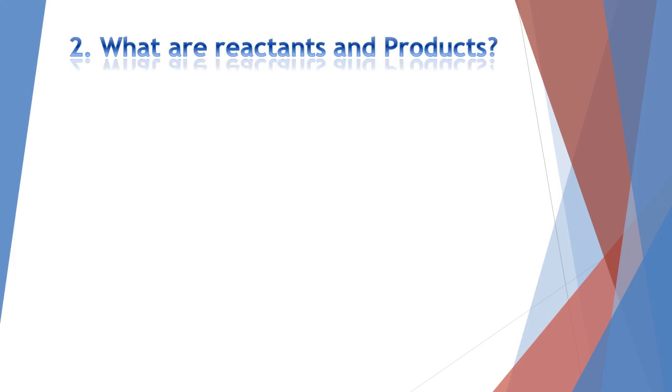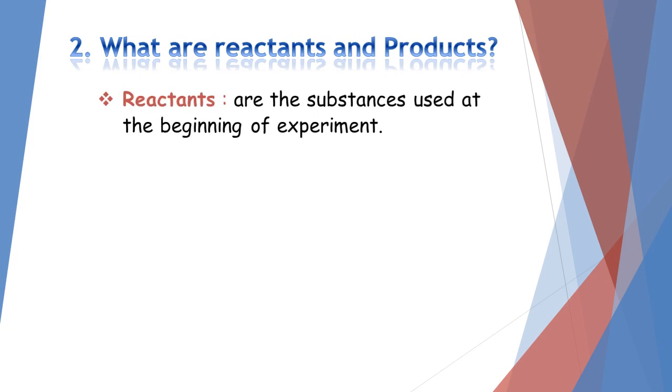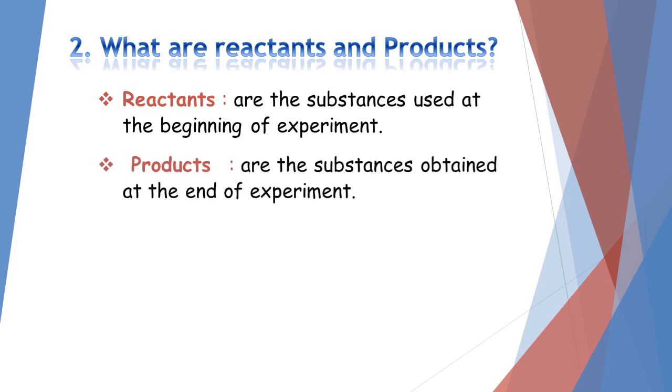What are reactants and products? Reactants are the substances used at the beginning of the experiment, the ones found when we start, the ones we mix together, we add over each other. However, the products are the substances obtained at the end of the experiment. They are not found at the beginning. They are obtained after mixing the reactants together.